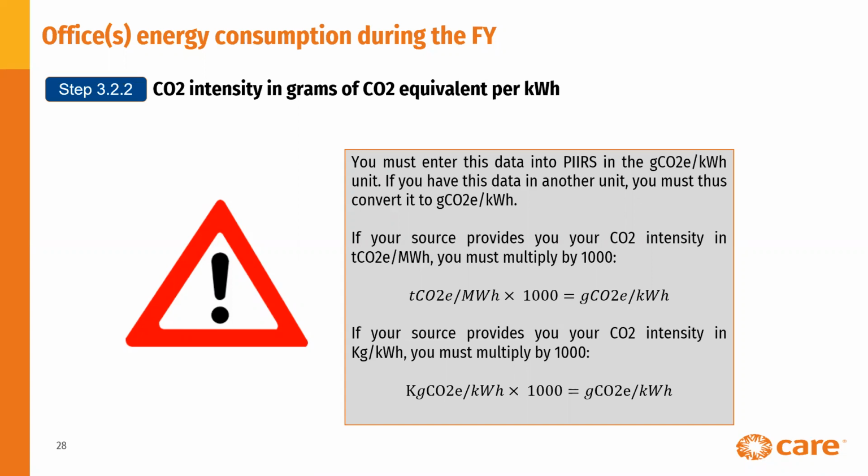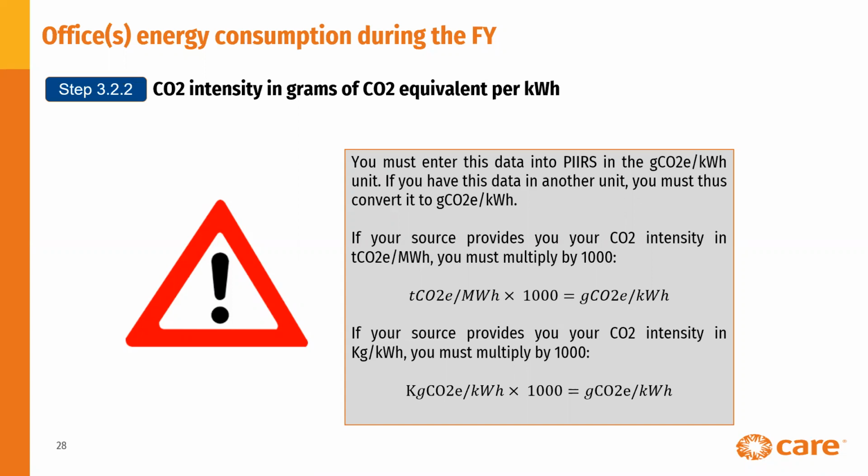Now, if your source provides your CO2 intensity in kilograms per kilowatt hour, you must also multiply it by 1,000, which is shown here below, to get a result in grams of CO2 equivalent per kilowatt hour. Only when it is in the correct unit of grams of CO2 equivalent per kilowatt hour may you input this data into PIIRS.